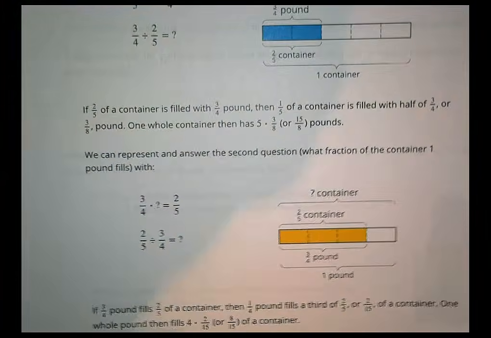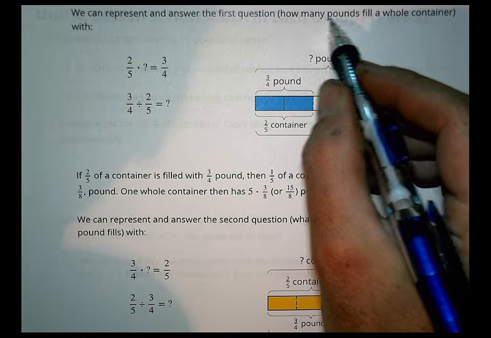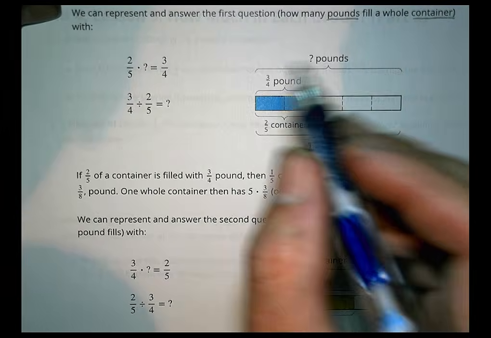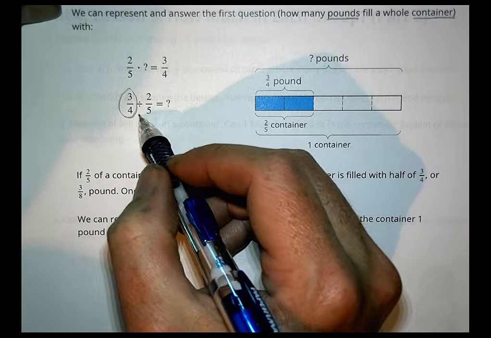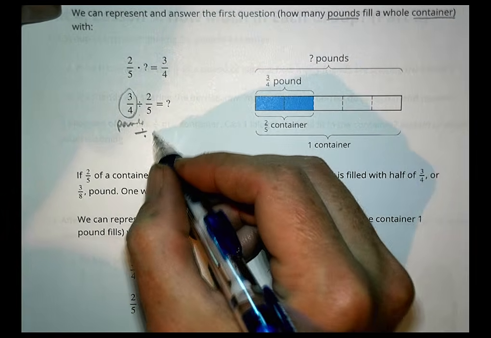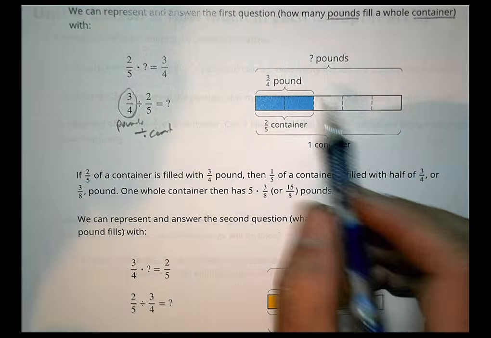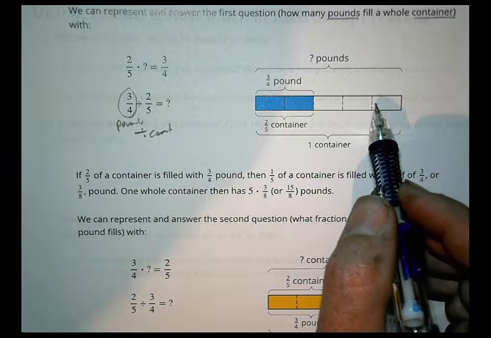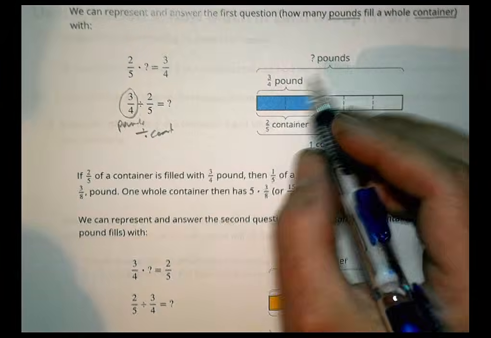So if I wanted to know how many pounds fill a whole container, this is pounds per container, right? Then I'm doing the pounds, which was the 3/4, divided by the container. So this is my pounds divided by the container amount. Okay, so on the picture here you can see that I have 2/5 of the whole container there, and that's what I have. And so in this case here, I have 3/4 of the pound contains that.